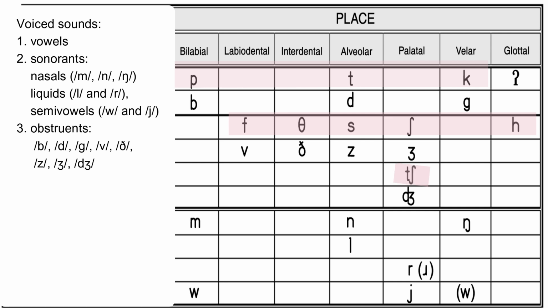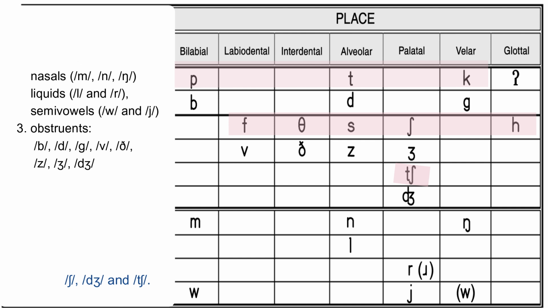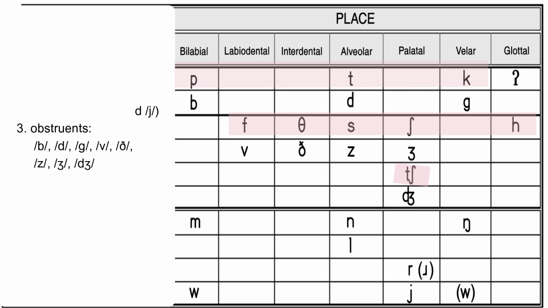In fact, almost all obstruents have a pair of sounds that have an identical place and manner of articulation but differ in voicing. These are the pairs that differ only in voicing: b and p, d and t, g and k, v and f, tha and th, z and s, ja and sha, ja and cha. Each pair sound is produced exactly the same way except for voicing. The voiceless sound, ha, has no voiced counterpart.